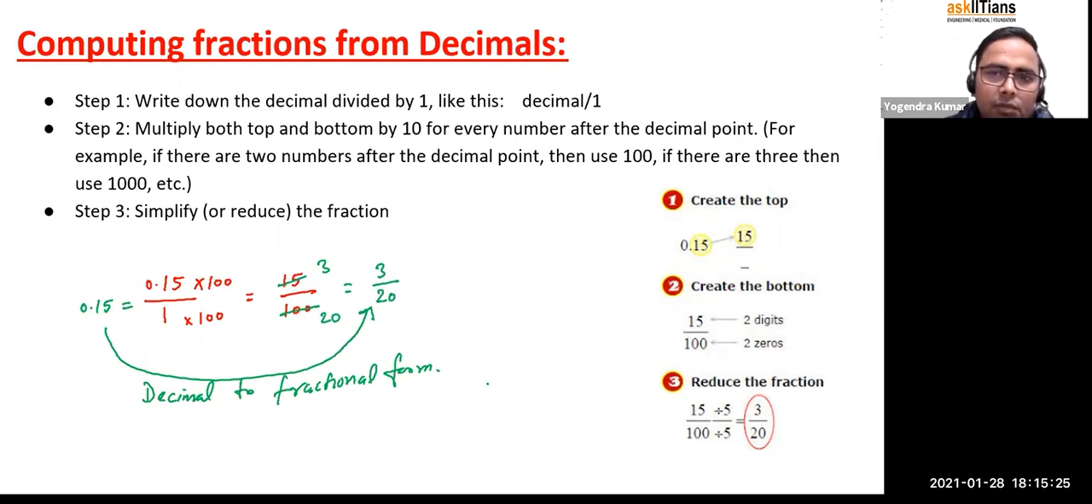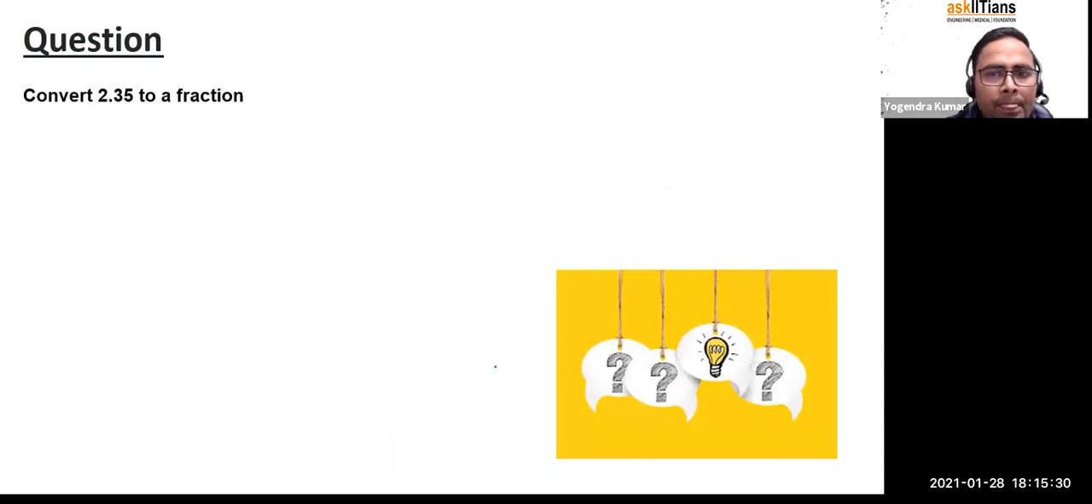We can take a different example also, of course, and you can do it the same way. Suppose this question is there: convert 2.35 to fractional form, right? So 2.35 divided by 1 in the denominator, right? Now what should I multiply up and down? Because 2 digits are there after the point, we should multiply by 100. So we got 235 divided by 100.